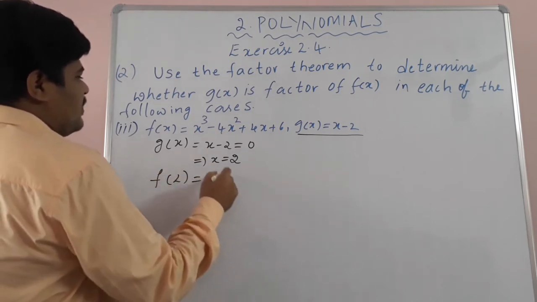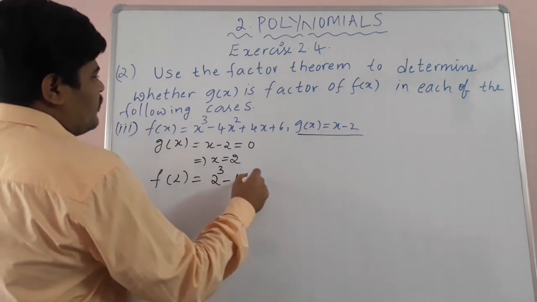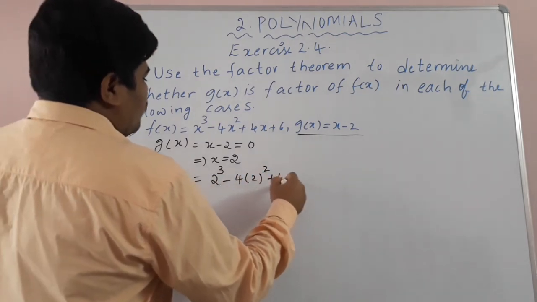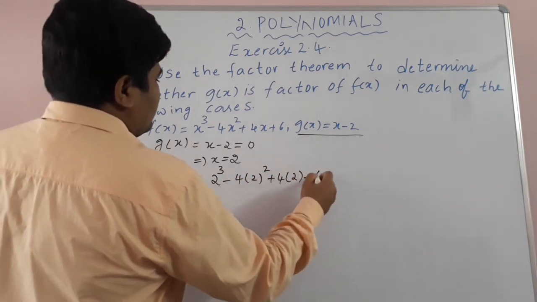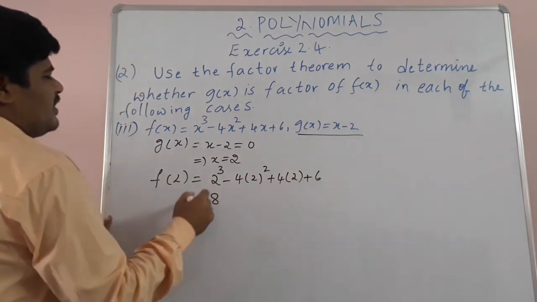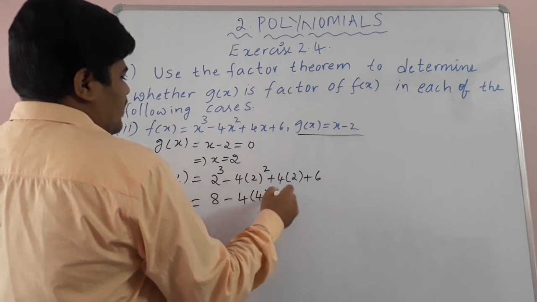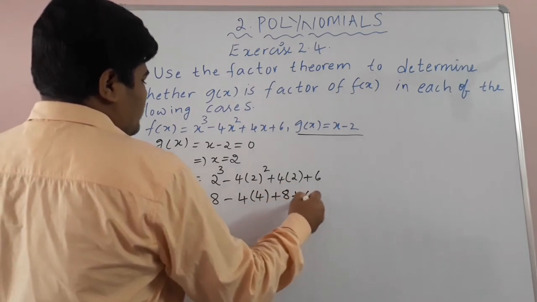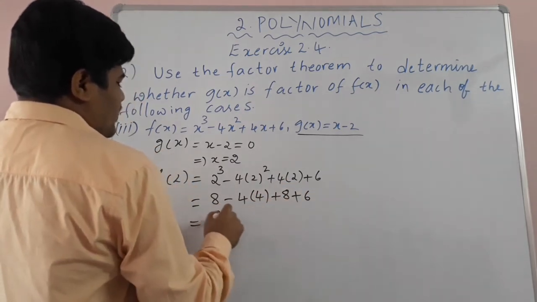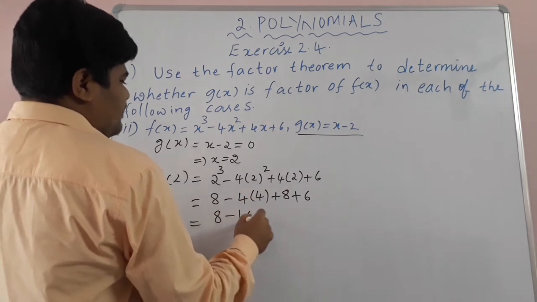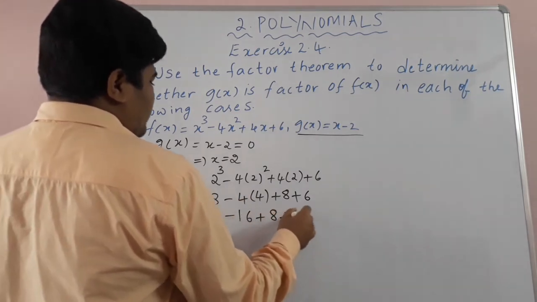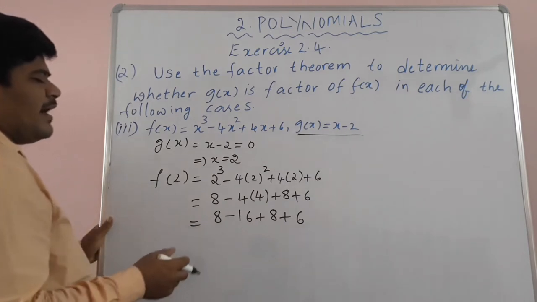So substitute in the expression: 2 cube minus 4 of 2 square plus 4 of 2 plus 6. So 2 cube value, children, 8, minus 4 into 2 square value is what? 4, plus 4 2s are 8, plus 6. So 8 minus 4 4s are 16, children, plus 8 plus 6. So children, now add all positive numbers.